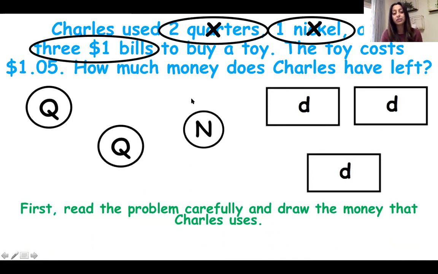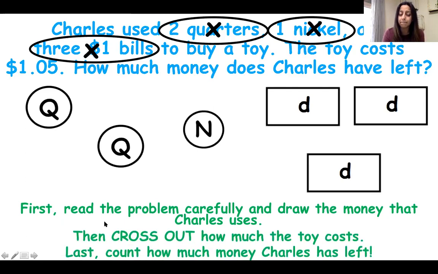Okay, let me just go back and make sure I didn't forget anything that he has. He has 2 quarters, 1 nickel, 3 $1 bills. 1, 2, 3. Cool. Now it says the toy costs $1.05. What if I cross out how much the toy costs? Right? Here's all his money. This is all the money he has. And he needs $1.05 to buy the toy.